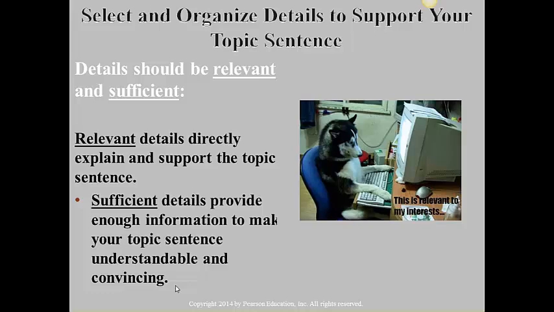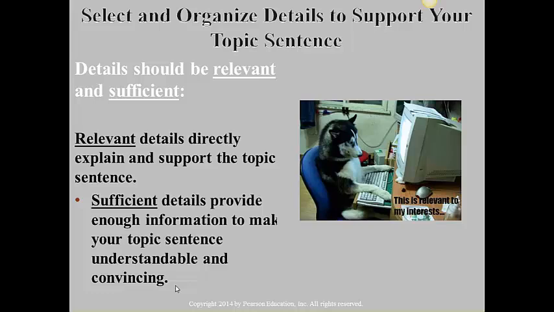When writing, a writer must select and organize details to support their topic sentence. The details you choose to support your topic sentence must be both relevant and sufficient. Relevant means that the details directly explain and support your topic sentence. For example, if you were to write a paragraph to your employer explaining why you deserve a raise, it would not be relevant to mention that you plan to use the money to go to Florida next spring. A vacation has nothing to do with and is not relevant to your job performance.